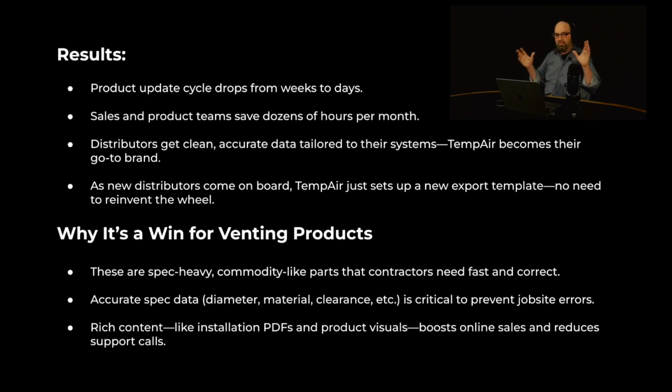So the results are product update cycles drop from like weeks to days. So when they need to update a product data, it's streamlined, saving tons of hours. Again, the distributors are happy. So this is a big win for everybody. Yeah, it just cuts down on critical job site errors. It was the wrong spec. This stuff is really important.